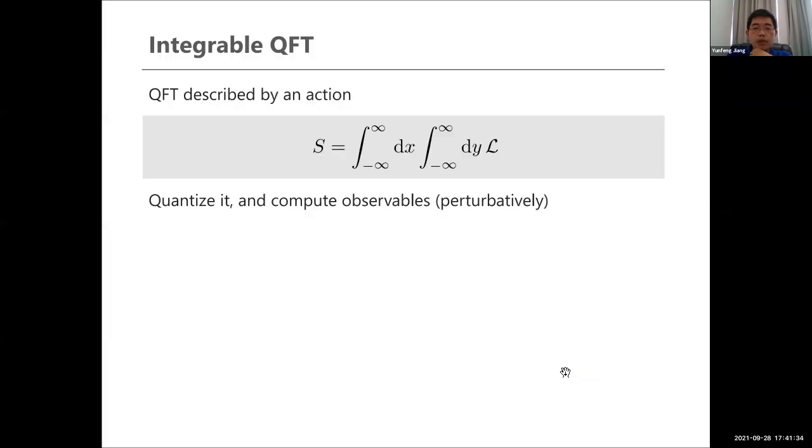Before going to the boundary, let me give a brief overview of integrable quantum field theory. A quantum field theory can be described in several different ways. The most standard way is to introduce a Lagrangian and an action, and then you quantize this Lagrangian and compute observables, usually perturbatively. Of course, you can study integrable quantum field theories using an explicit Lagrangian.